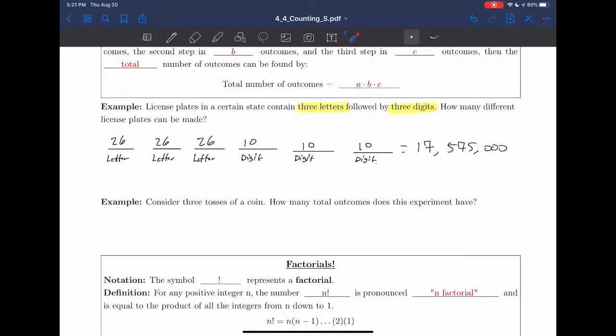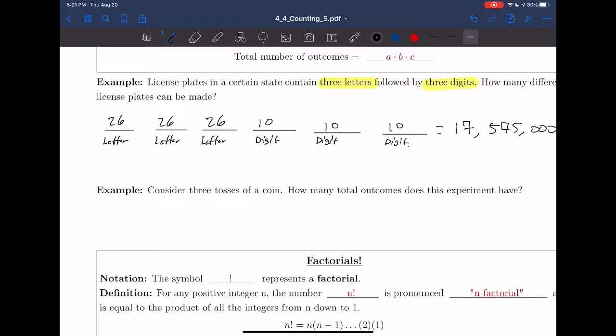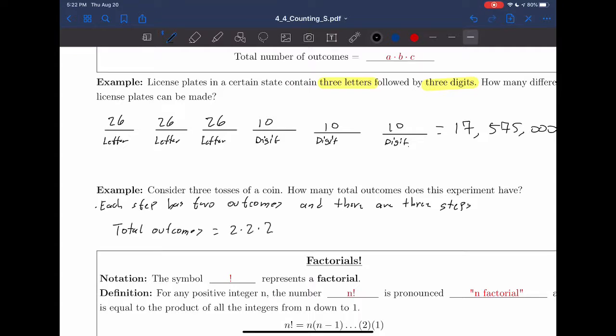Now let's consider tossing a coin 3 times, and we want to find the total outcomes for this experiment. We know that each step has 2 outcomes, and there are 3 steps in total. So that means the total outcomes will be 2 times 2 times 2, or 2 to the power of 3, or 8.